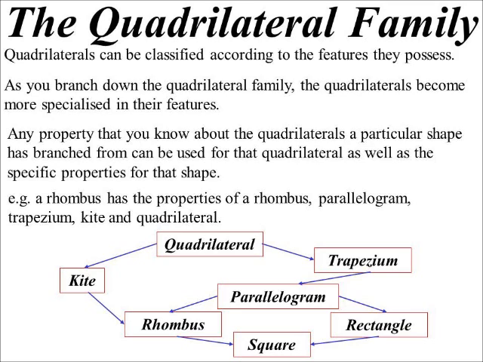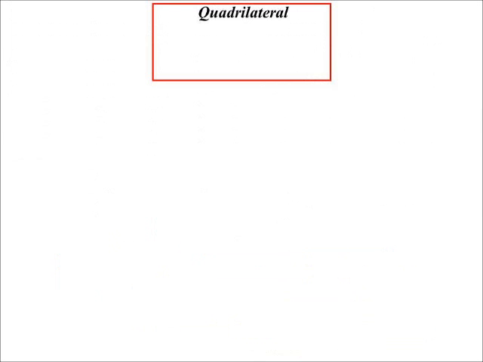Well, what are the different features? So we start at the very top. A quadrilateral. A little bit boring. It's got 4 sides. That's about all we know, really. Got 4 angles as well. So hence the name quad. Quad meaning 4, lateral meaning length or side. Okay, so it has no specific properties, really.